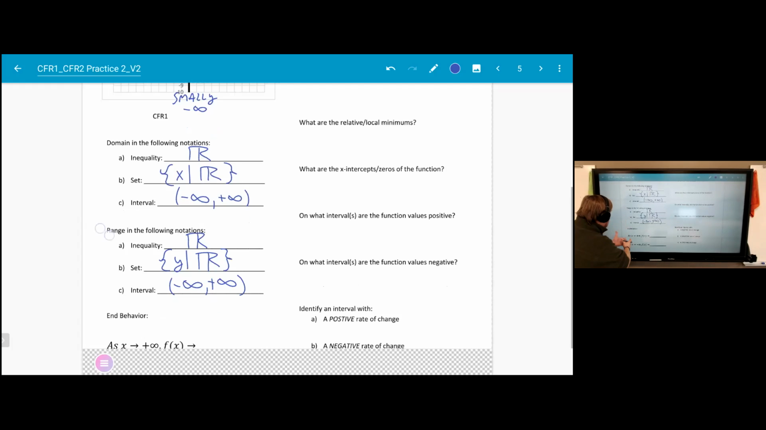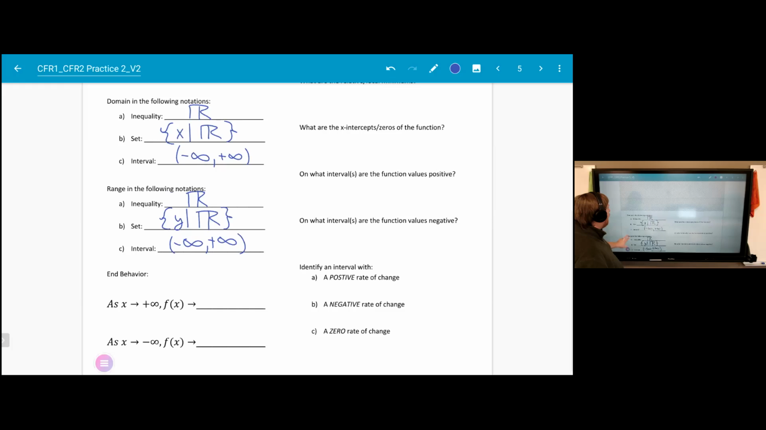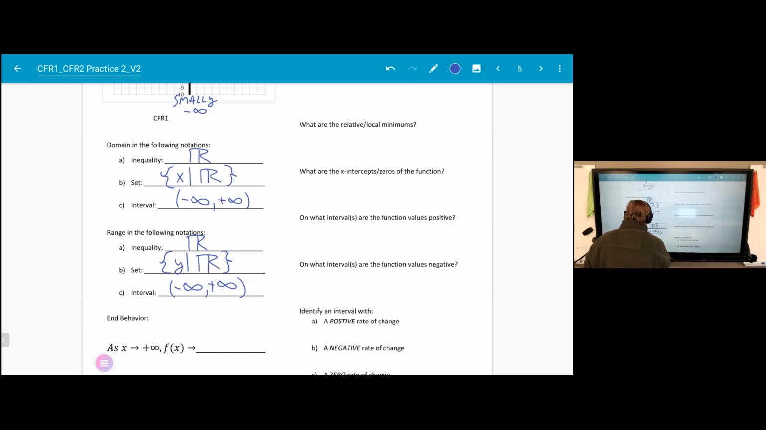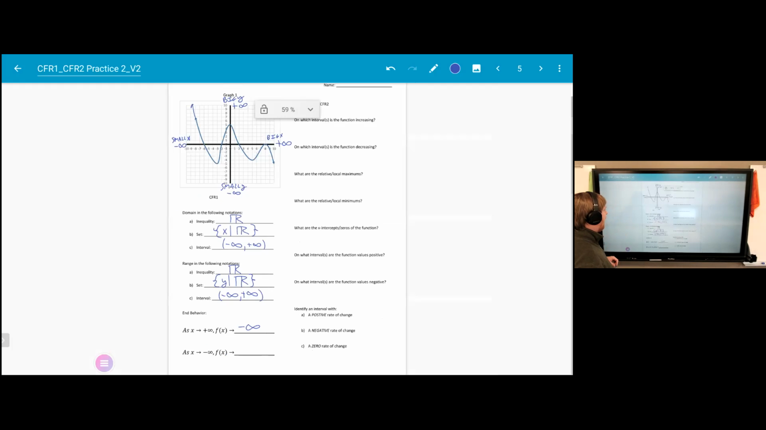Now, end behavior. This says as X goes to positive infinity, and remember we're tracing right, look at the right end of the function. On the right end of the function, where does that arrow point? First question, is there an arrow? Yes, there is an arrow. What direction is it pointing? Down. What's down? My Y values go to negative infinity.